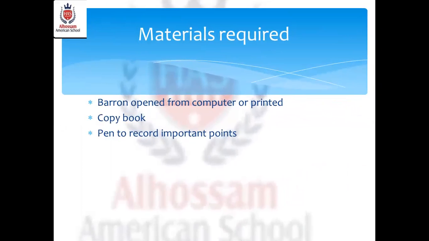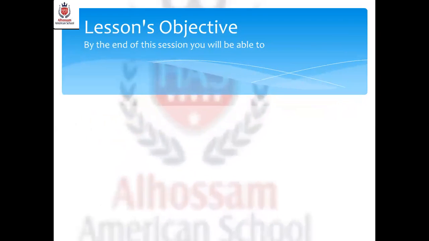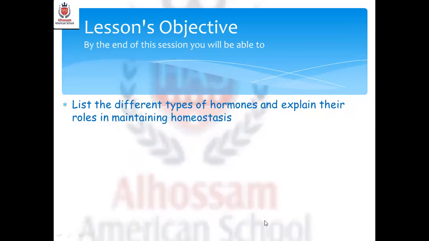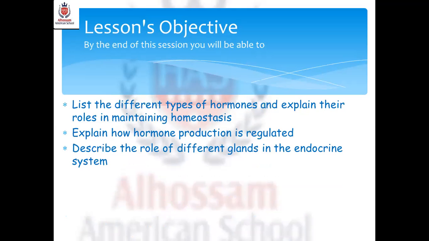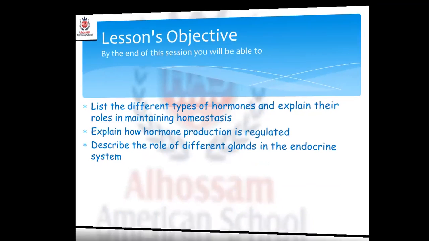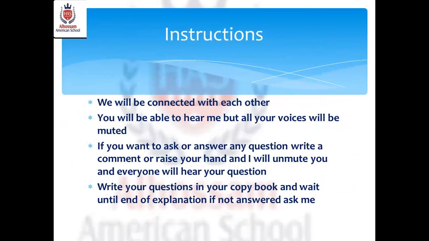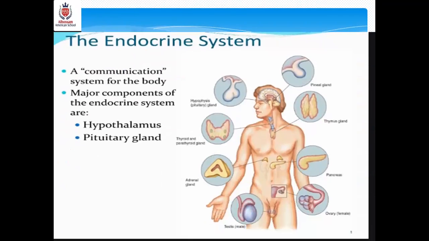Again, I need you to have your parent with you, a copybook and a pen to take records. By the end of this lesson, inshallah, you will be able to list the different types of hormones and explain their roles inside the body, explain how hormone production is regulated, and describe the role of different glands in the endocrine system. These are my instructions for you. Wait until the end of the session and inshallah I will answer all your questions.